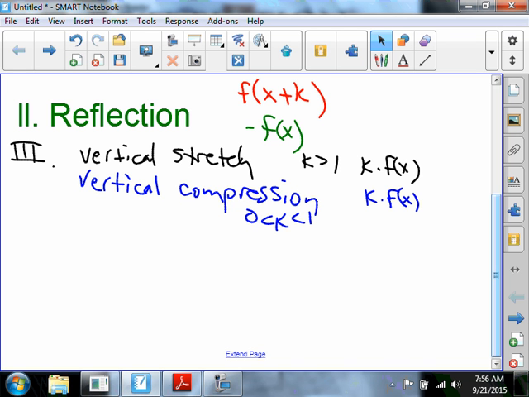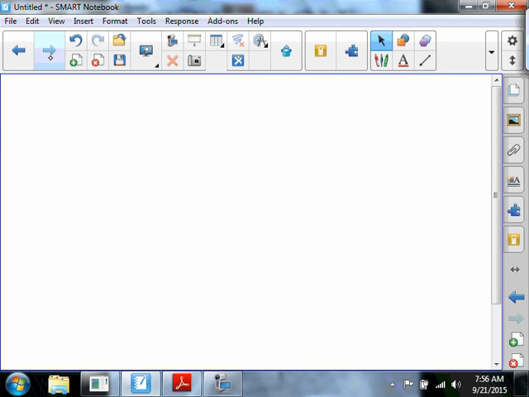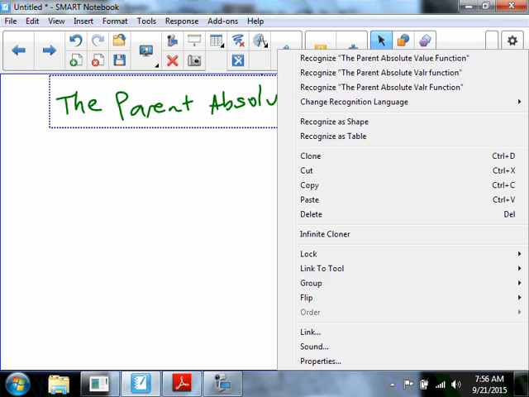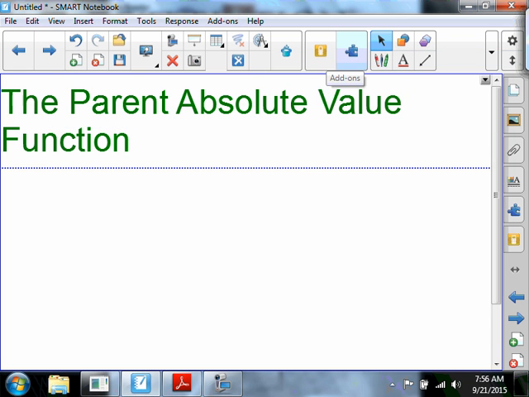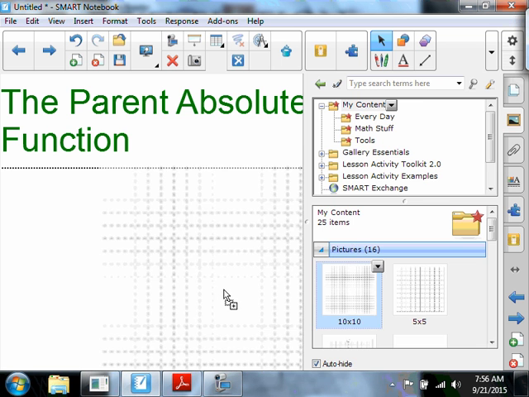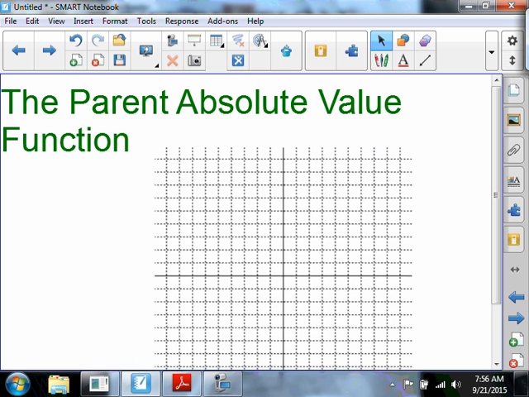So I guess we probably ought to get right into graphing an absolute value function. We talked about parent functions. So here's the parent function again, the parent absolute value function. We really need to be able to graph this thing with one hand tied behind our back, blindfolded, that kind of thing. We really ought to be able to graph this right away.